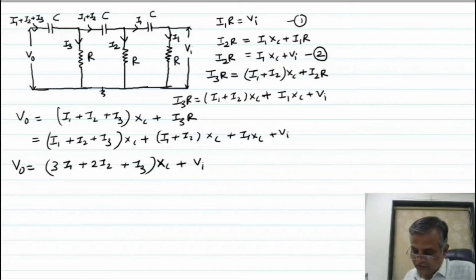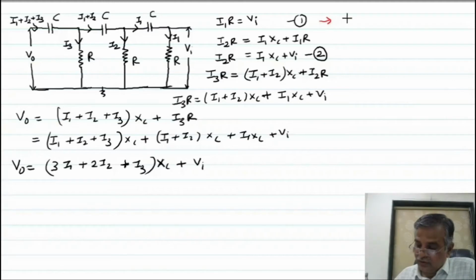So I am getting the value of this voltage, which is nothing but I1 plus I2 into Xc plus this. So I did it like this. Now I have to find Vo by Vi. But in this equation I1, I2, I3 are there. So I should have the value of I1 in terms of Vi, I2 in terms of Vi, and I3 in terms of Vi. Then I can easily find Vo by Vi.